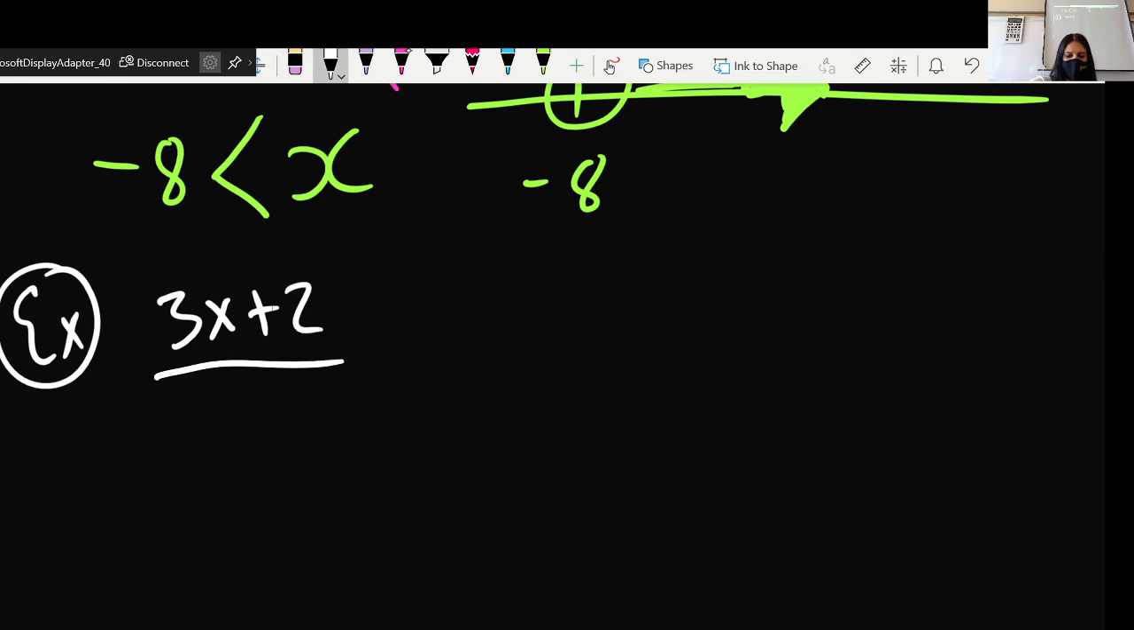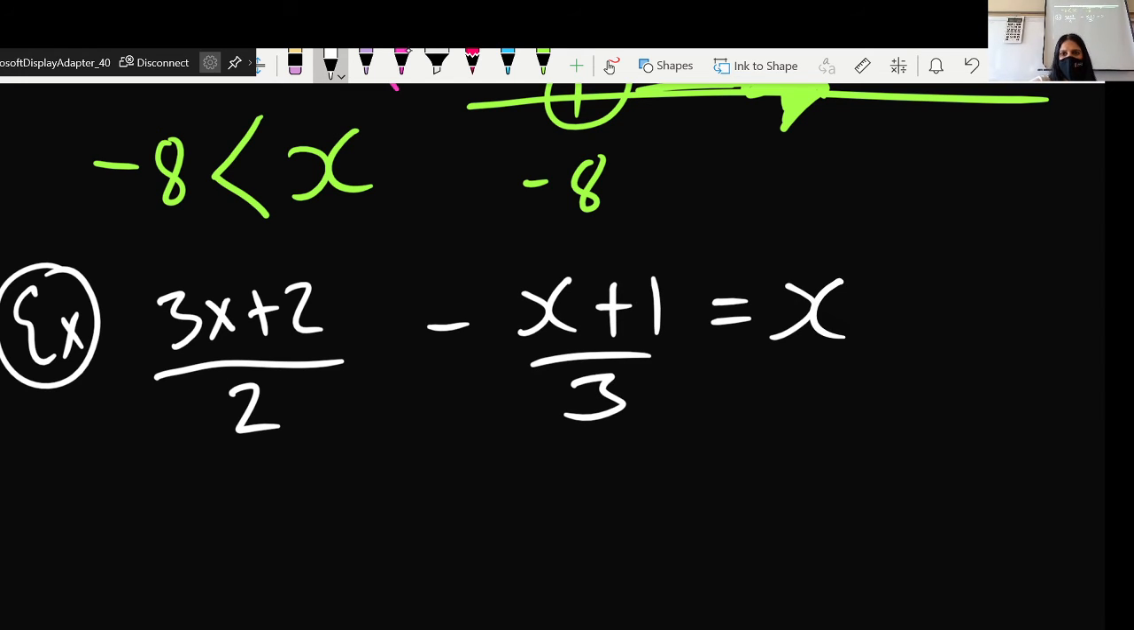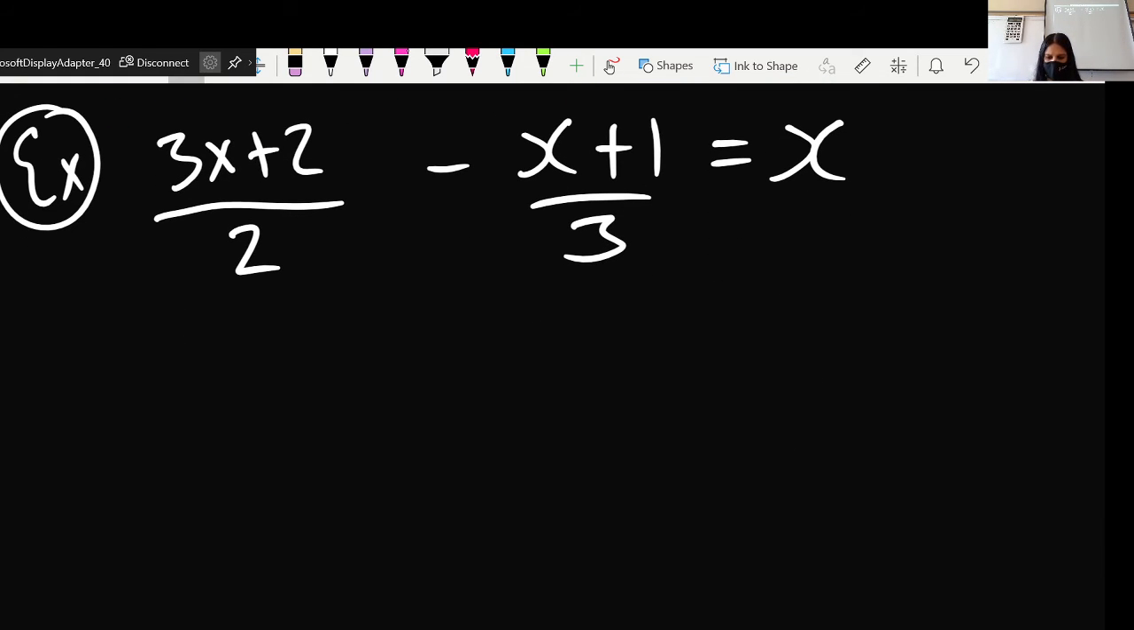3x plus 2, all divided by 2, minus x plus 1, all divided by 3, and the whole thing is equal to x. We want to solve. What is the first move to help us to be able to solve this? It's looking pretty messy right now. Simplify, yeah, how? What's the difficult part about this?